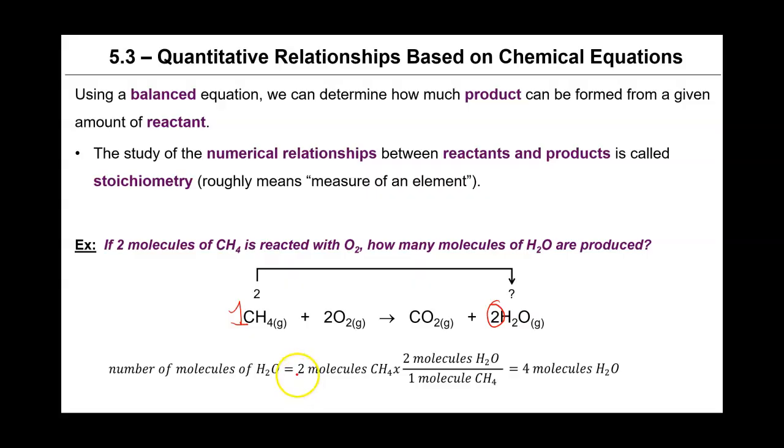So if I am reacting 2 molecules of methane, and according to my balanced equation, I'm going to produce 2 molecules of H2O for every 1 molecule of methane reacted, you can see that I'm going to be making 4 molecules of H2O. And so rather than using a ratio of the components using formula subscripts, we're going to get our ratio of components using the coefficients that are in our balanced chemical equation.